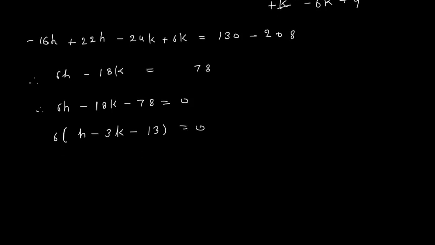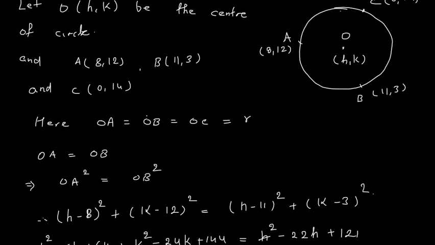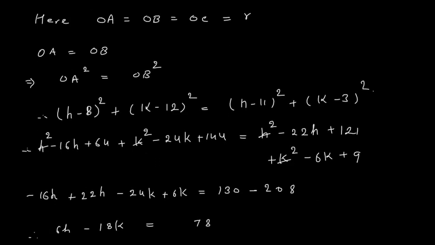So therefore we have h minus 3k minus 13 is 0. So h minus 3k equals plus 13. This is our first equation. Now like this I can make one more equation, either using OB equal to OC or OA equal to OC. So let us take OB equal to OC.